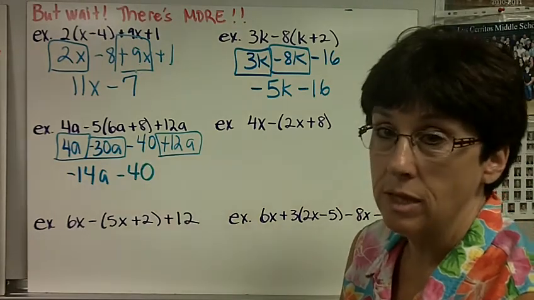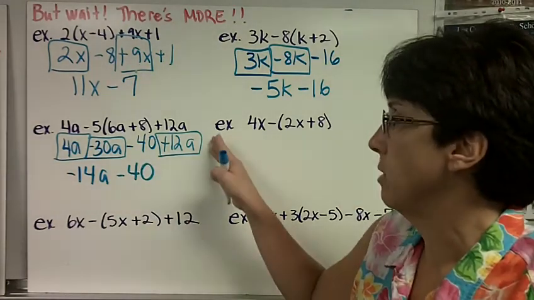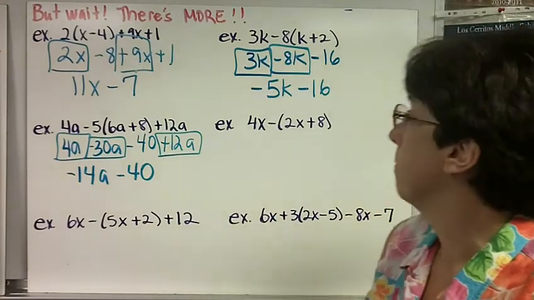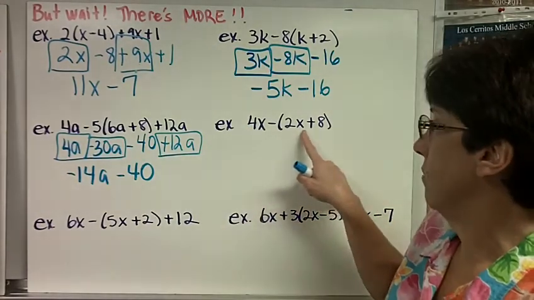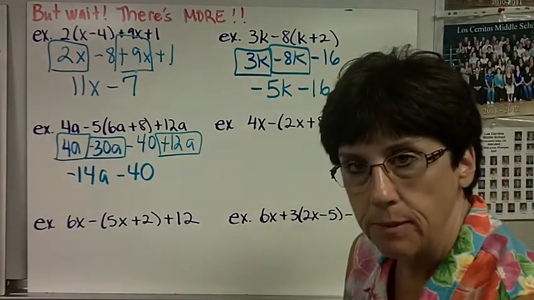So you have to do some mental math in this. If you're not sure, you can always do a little bit of math problem on the side. Okay? All right. 4x minus the quantity of 2x plus 8.